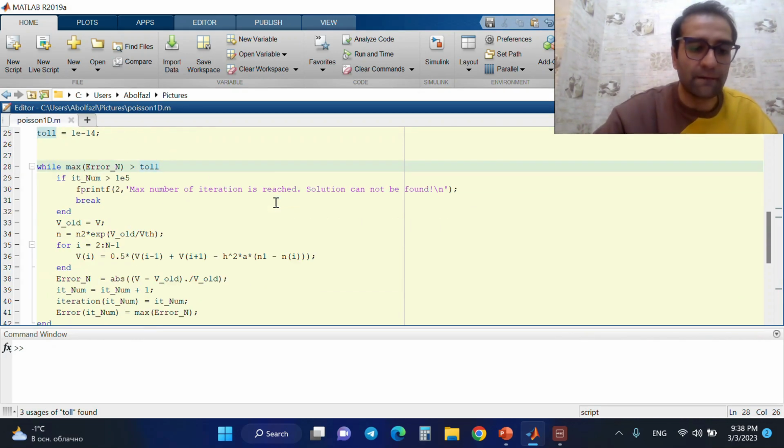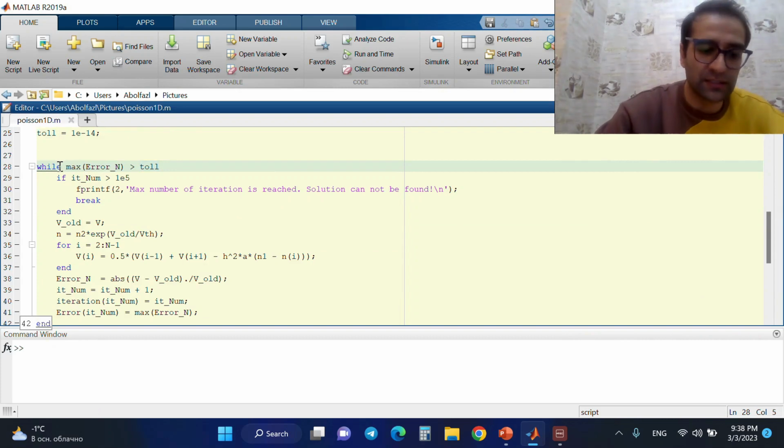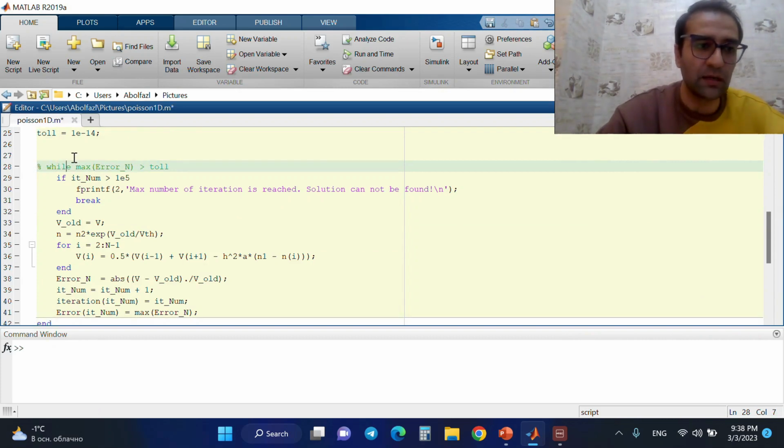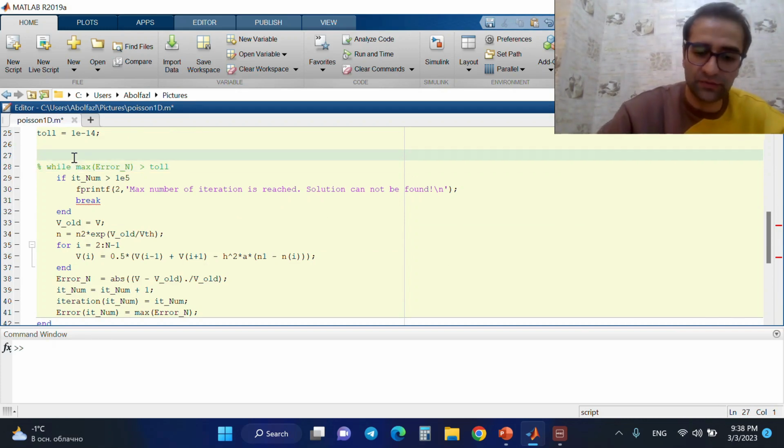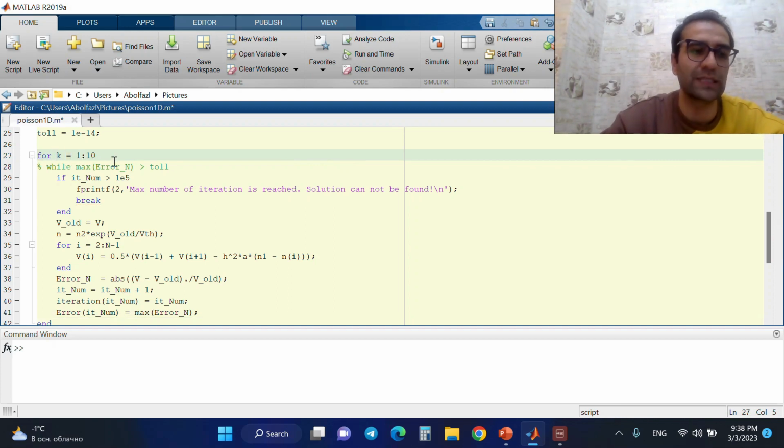Okay, just before that, let's disable this command, "while maximum error is greater than tolerance," and instead write a simple loop where we define the number of iterations. Let it be "for k from 1 to 10." Yes, I forgot the "for." It means that we now repeat this loop 10 times.